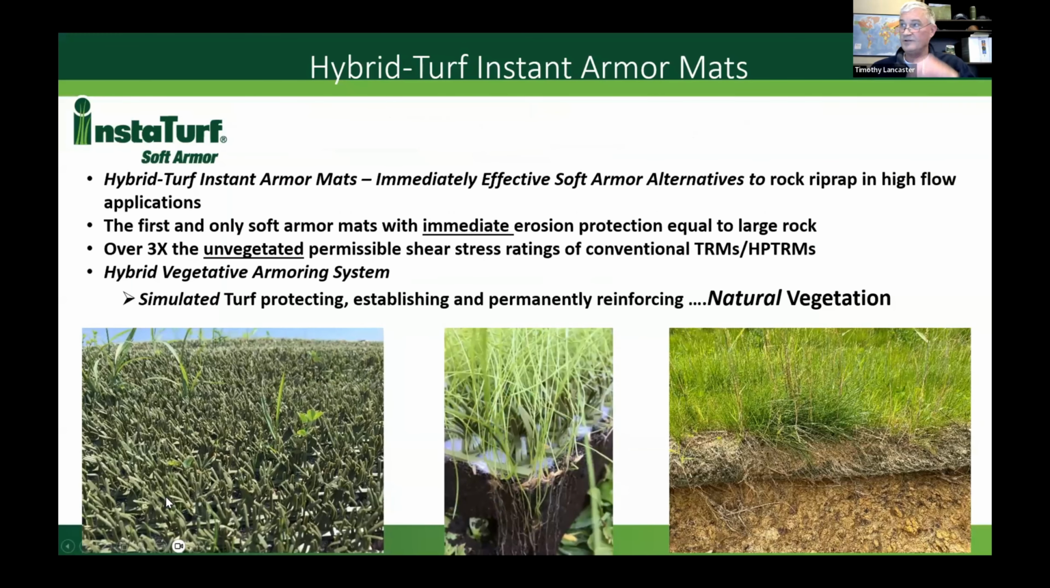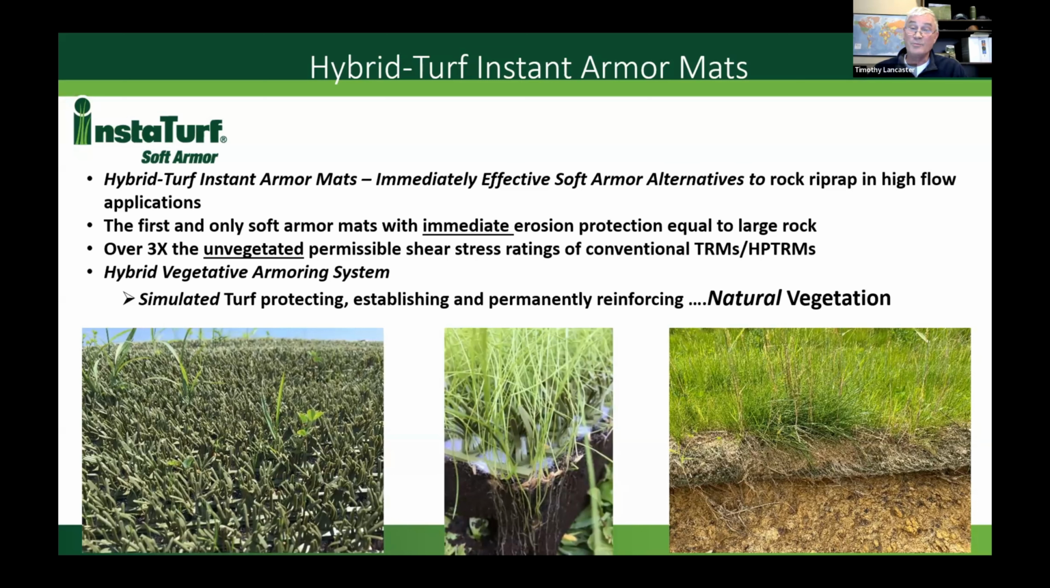So I think of these products as hybrid turf instant armor mats. That's the way we refer to them in a generic sense. These are really the first soft armor type rolled erosion control products that give you immediate erosion protection similar to very large rock riprap. They're 3 to 4 times more effective than your conventional TRMs right out of the gate. I think of them as a hybrid vegetative armoring system. You've got the simulated turf that provides the immediate erosion protection and helps to establish vegetation, and then stays in place to permanently reinforce the vegetation that's growing up through it.